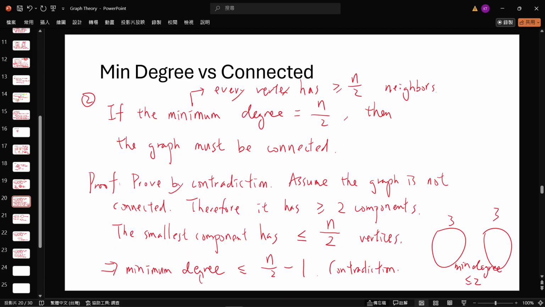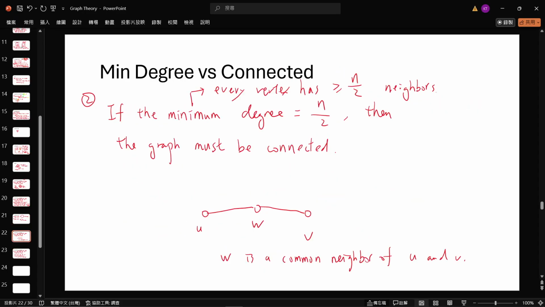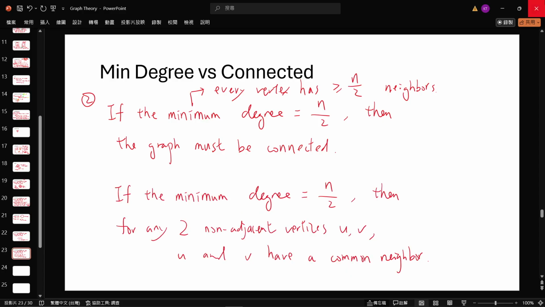So this is for the complete graph. But for this case, if for any two vertices that are not adjacent there's a common neighbor, then what is the shortest distance? The shortest distance is at most 2.